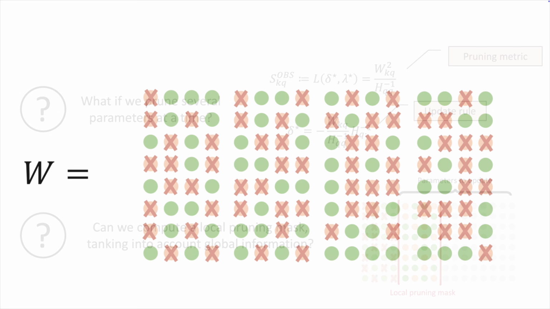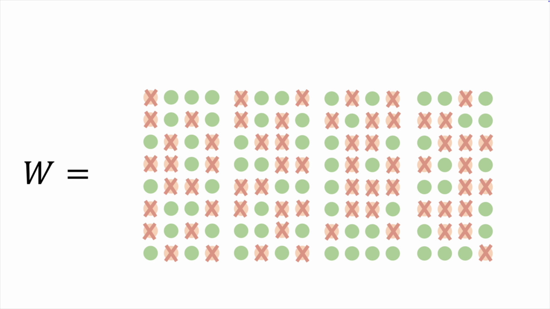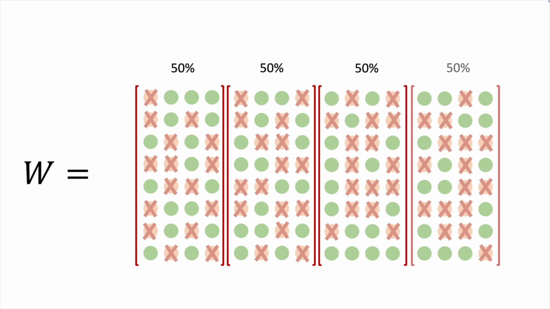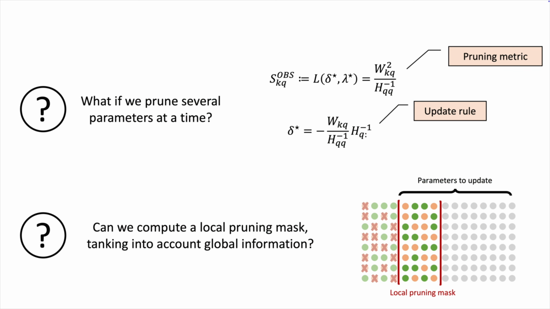Suppose we want 50% sparsity across the entire matrix. SparseGPT removes 50% of the parameters inside every local block. This imposes a stronger condition than we actually need. We require not only 50% sparsity globally, but also exactly 50% sparsity in every individual block.